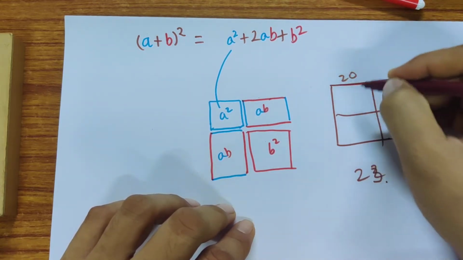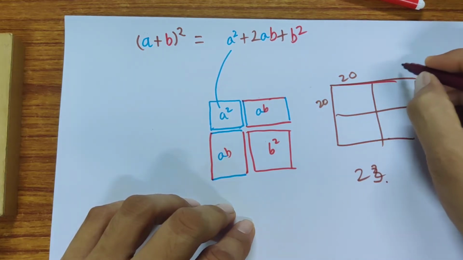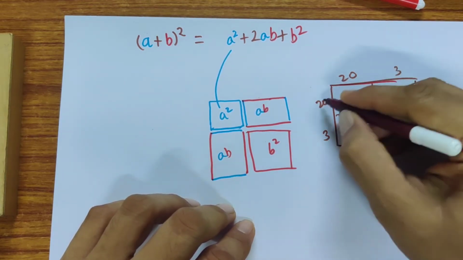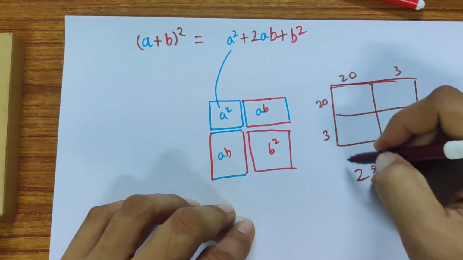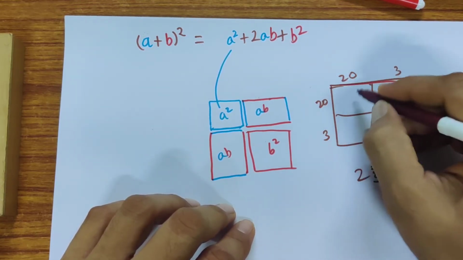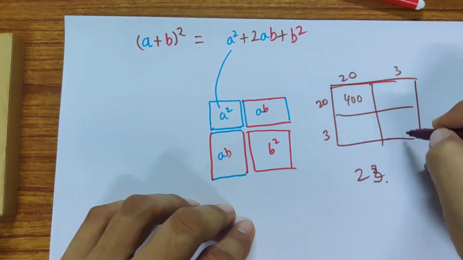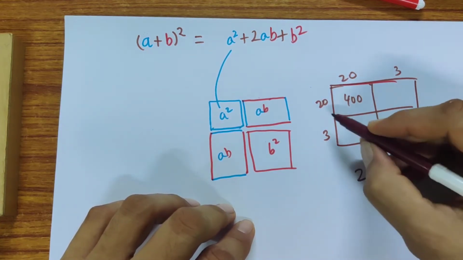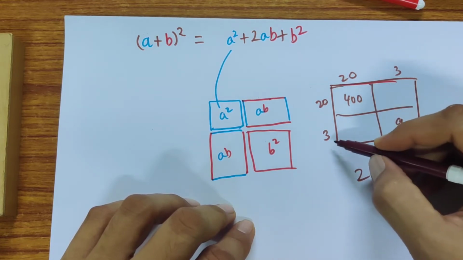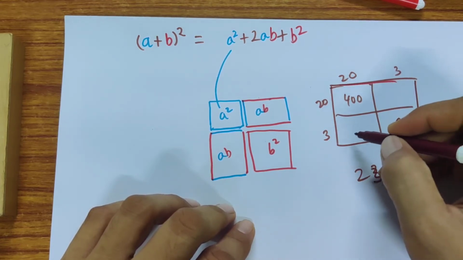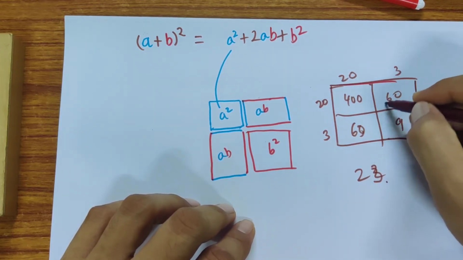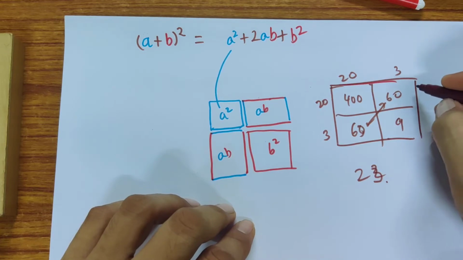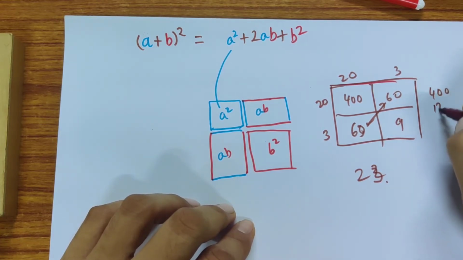So then this is a 20, this is a 20. We've done this with Dienes cubes, and this is a 3, and this is a 3. So here we have done the hundreds, so that is your 400. Then here we'll get the 1, so that's a 9. And this is the cross product, right? 20 times 3 is 60. So you will get a 60 here, and a 60 there, which is 120. So this is the 2ab, which is 120. So it becomes 400 plus 120 plus 9.